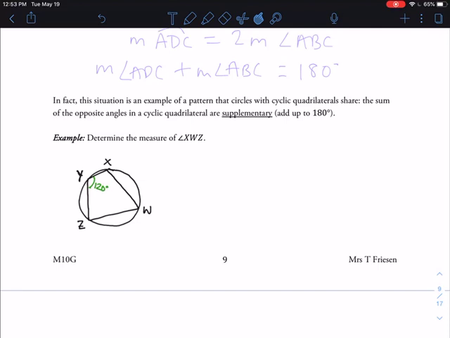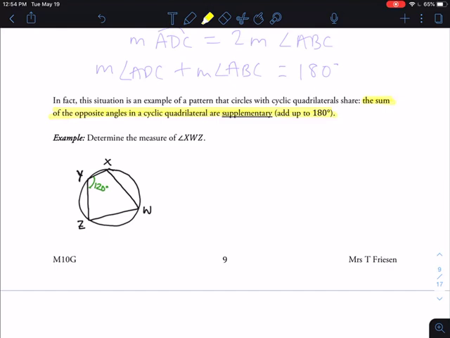So the rule that I just said, that they add up to 180, is written here. The sum of opposite angles in a cyclic quadrilateral are supplementary, which means they add up to 180. This is important. That's the thing that you need to know. I'm going to try and highlight that a little bit more clearly. There we go. Good. So that's what we want to know out of this.